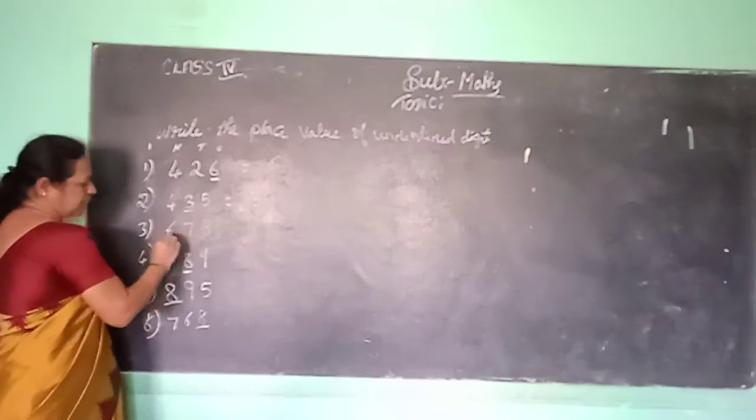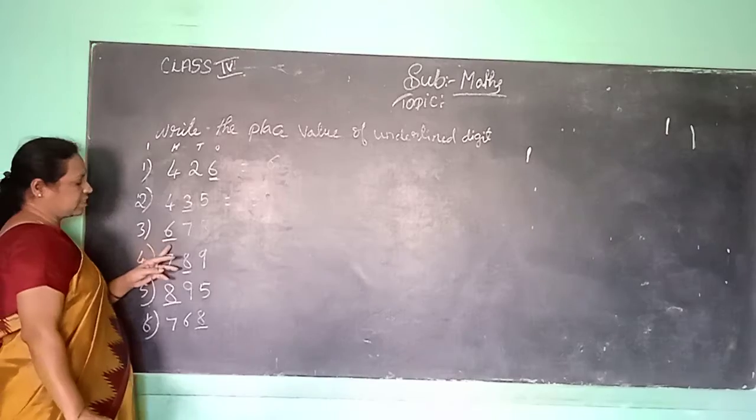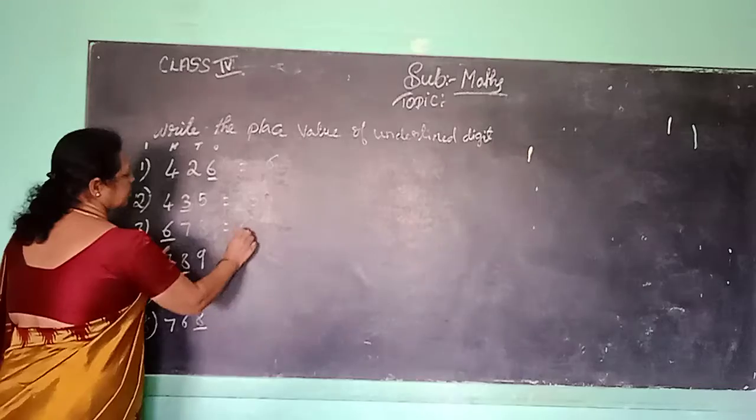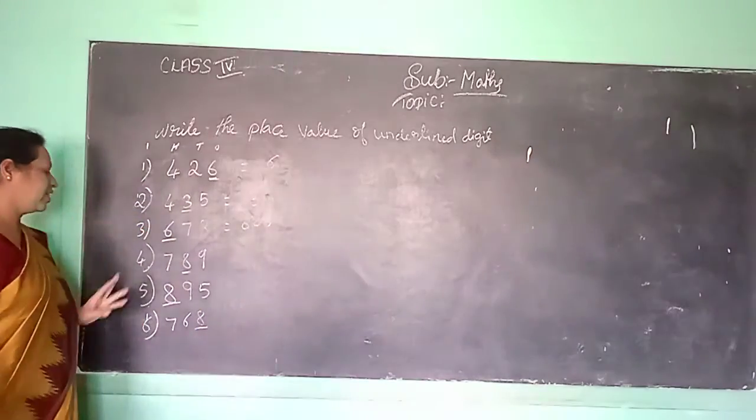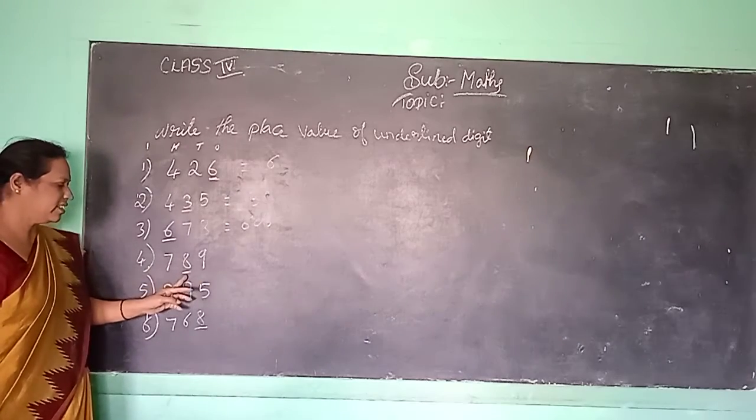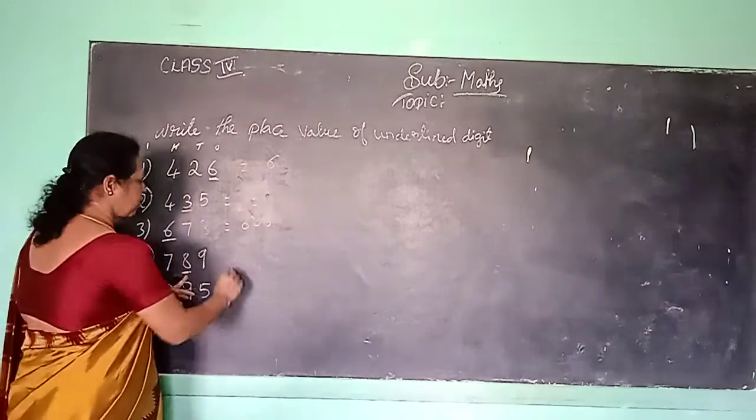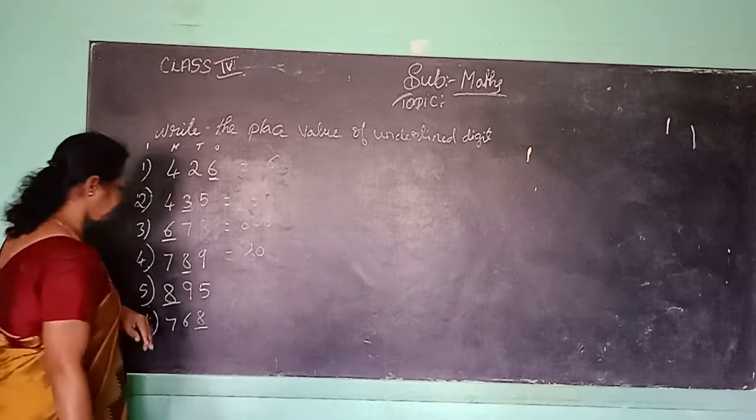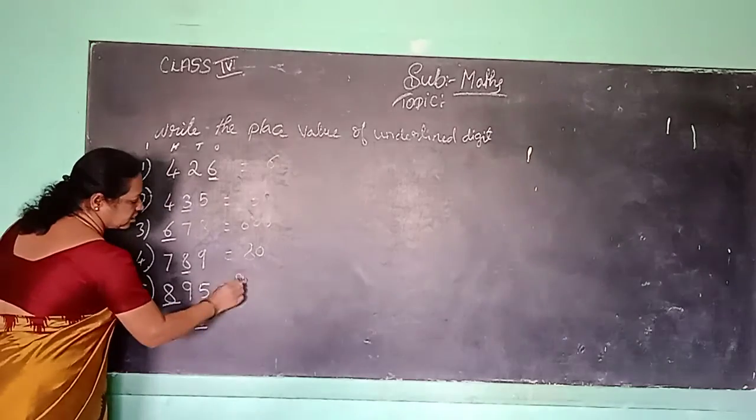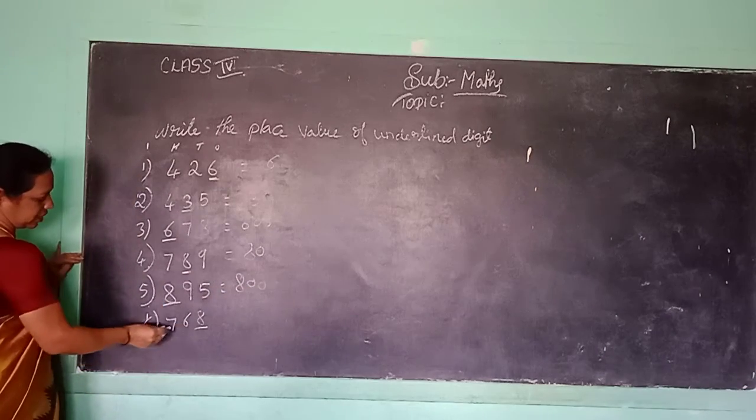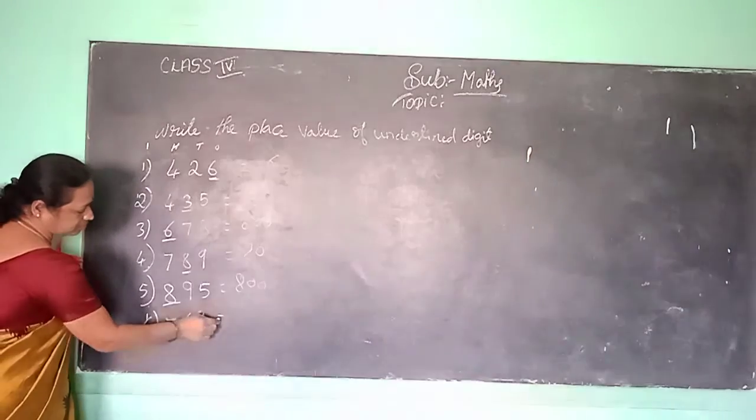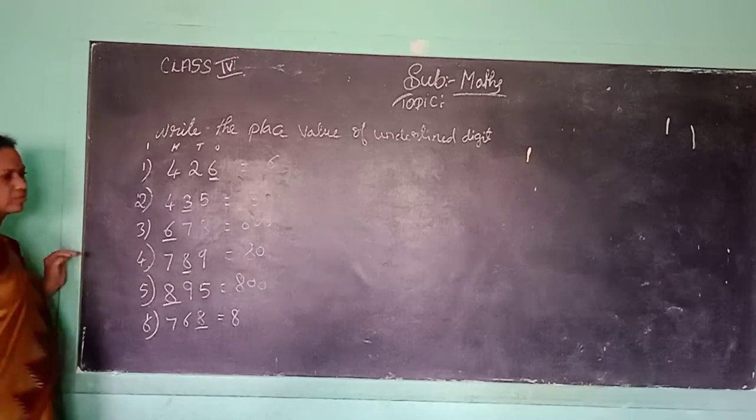You see, 1s, 10s, 100s, underlined for the 6. 6 is in which place? Hundreds place. How many hundreds is it? 600. Value of 6 is 600. Here, 7, 8, 9. Okay, 1s, 10s. How many 10s are there? 8 10s. So, 8 10s is equal to 80. Here 1 stands for hundreds. How many hundreds are there? 800. So you have to write the place value like that, children, not the number only. 7, 6, 8. So underlined for what? 8.